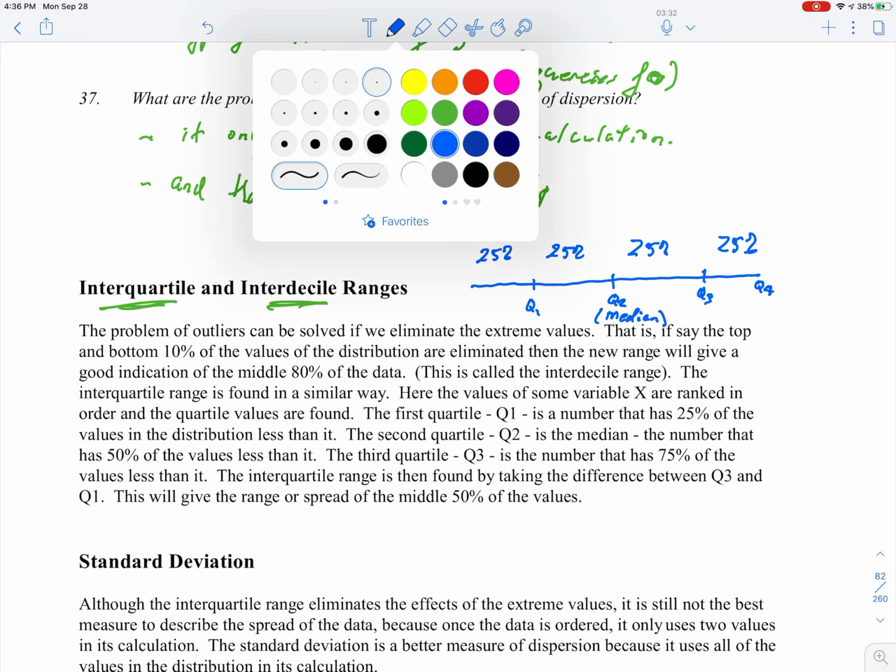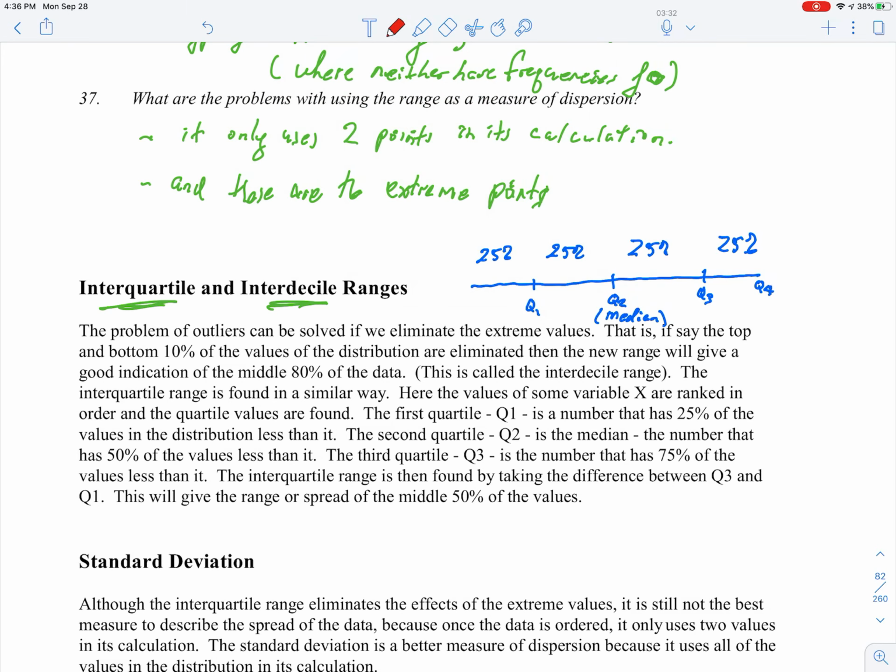Now, the interquartile range is the difference between the first and the third quartiles. So it's Q3 minus Q1. So it's the spread of the middle 50% of the values here. That's what that is, and I've got that written down here. The spread of the middle 50% of the values. Now, the other thing that you could do is you could divide them, instead of into quartiles, into deciles.